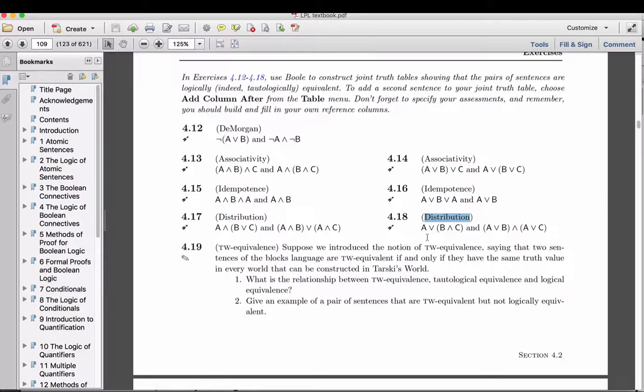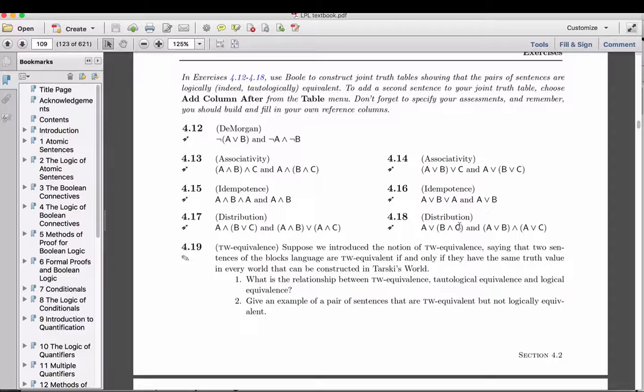In other words, what we've done on the right side here to the sentence on the left is distribute the disjunction. So we're saying A or B and A or C. Now, if it's not clear that these two sentences are equivalent, one of the nice things about Boole is that you can show yourself that this is the case.